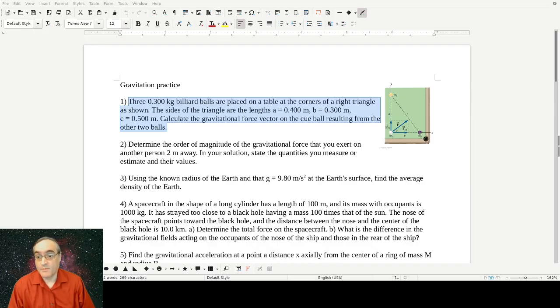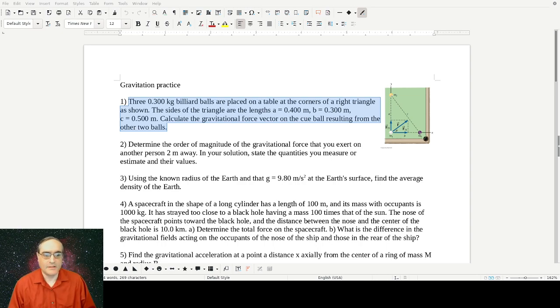So here's this problem. We've got three 0.3 kilogram billiard balls. So we know the masses are all the same, and they're 0.300 kg, placed on a table at the corners of a right triangle as shown. We've got a little picture there. Mass 1 is the cue ball. Mass 2 is above it, in yellow in this picture. That is a distance A, and then we have a distance B off to the side, for mass 3, a purple ball. And it tells us inside of here what A, B, and C are.